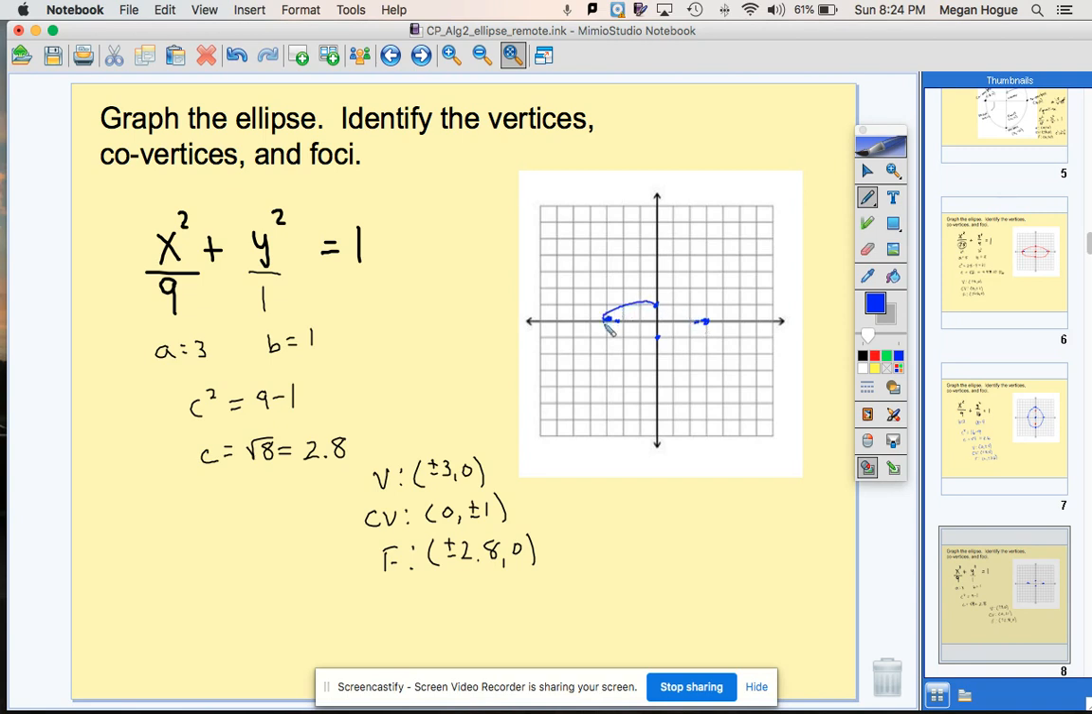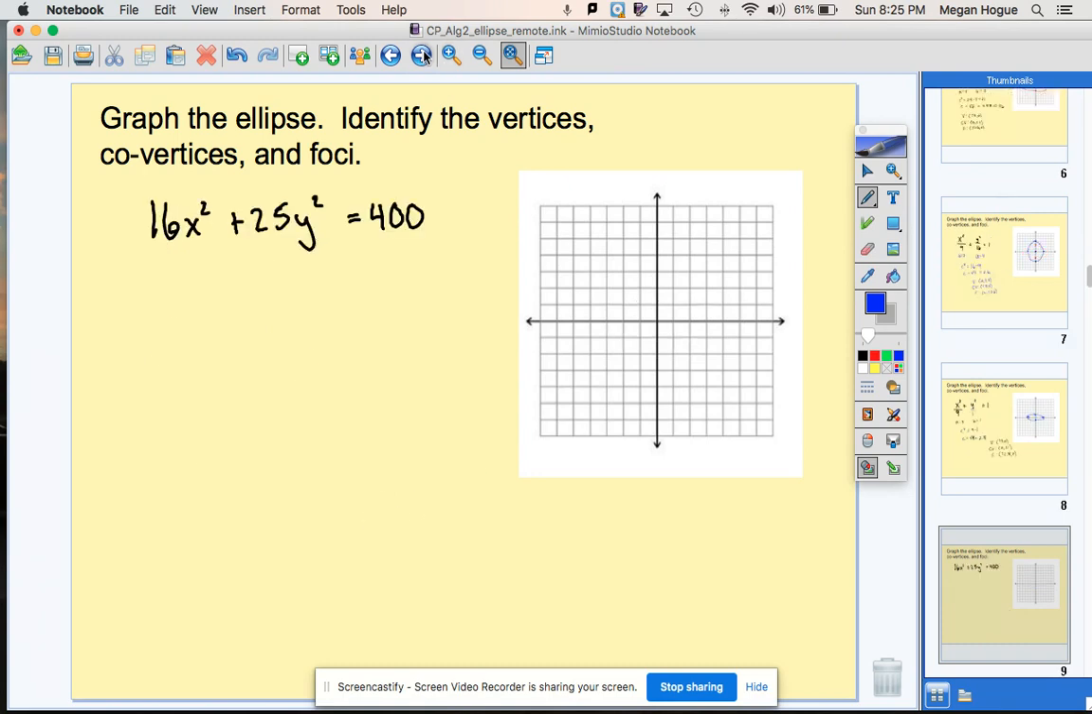That's why sometimes I like to get my ellipse done first. Man, my ellipses are rough today. But you get the general idea. Obviously, yours probably are going to look better than mine, but if they don't, that's all right too.